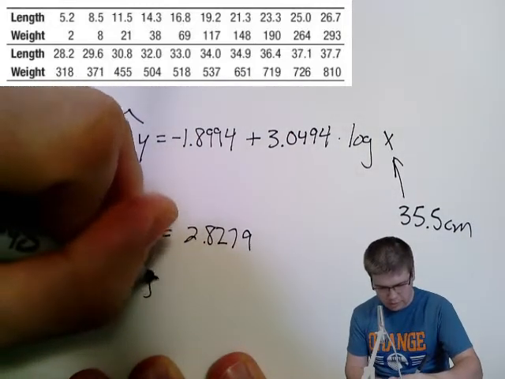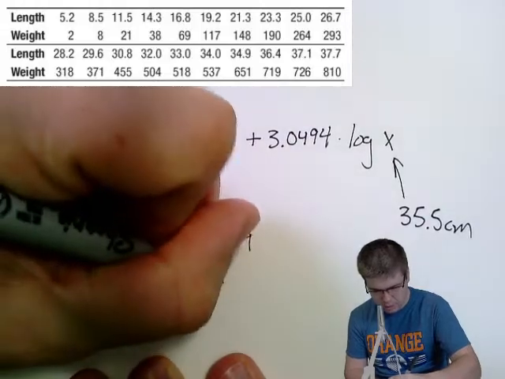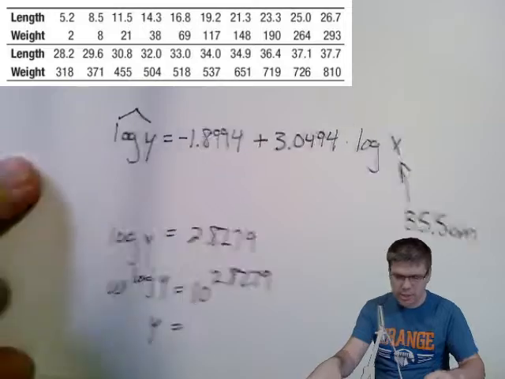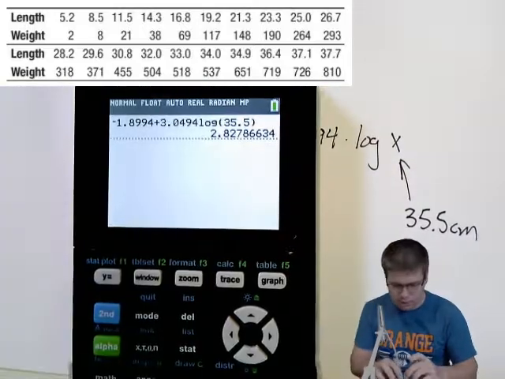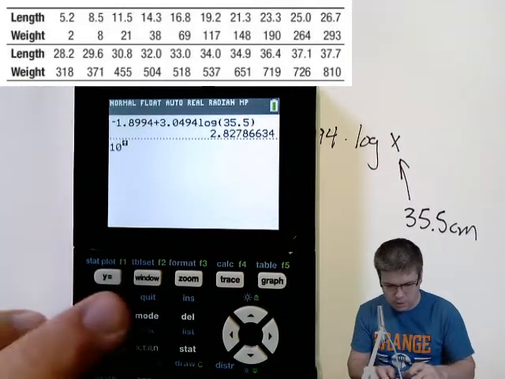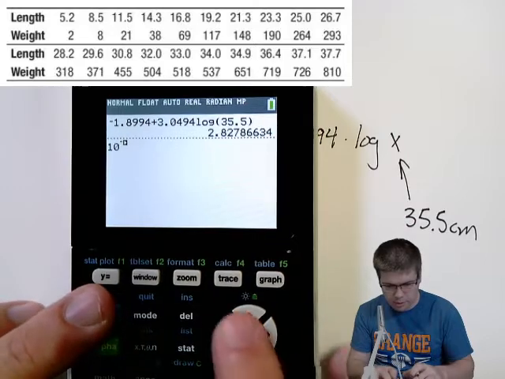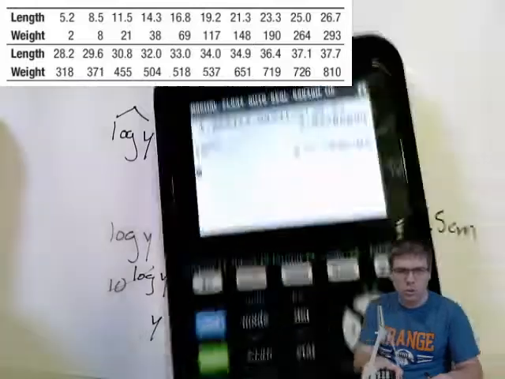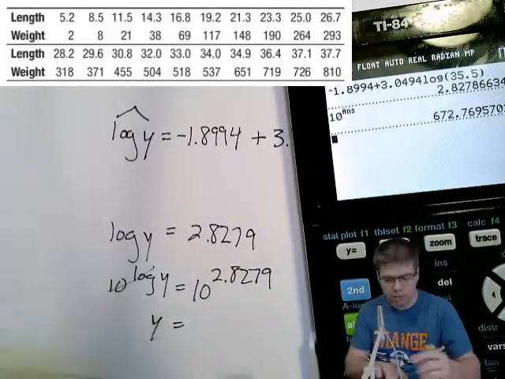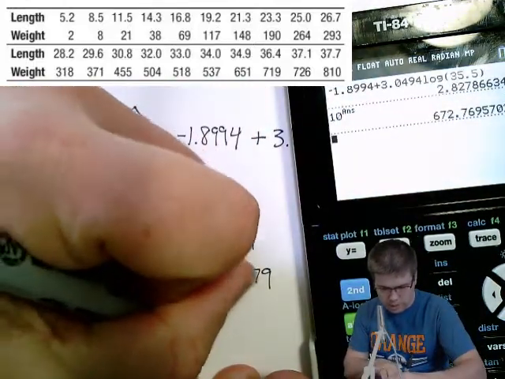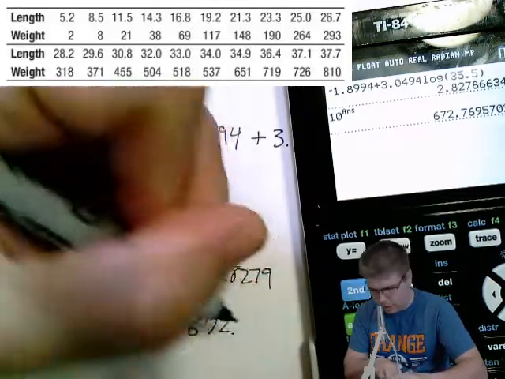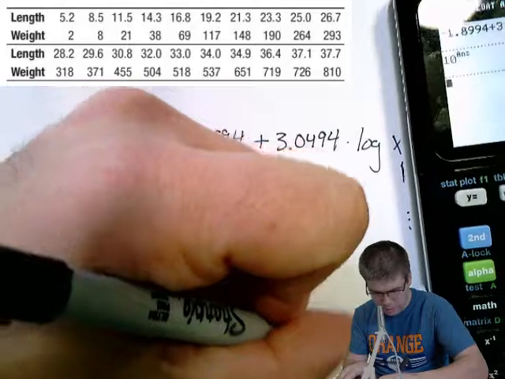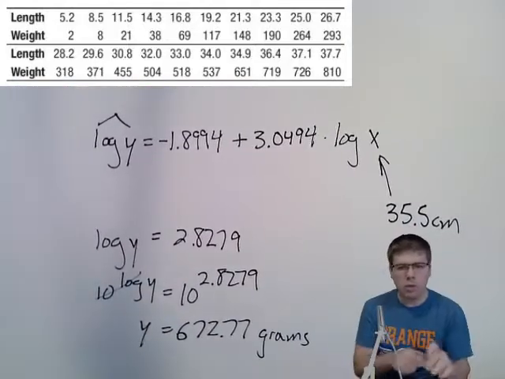And so then we can finish solving this, either change it to exponential mode or exponentiate on 10, right? 10 to the log y equals 10 to the 2.8279. That cancels. We get y is 10 to that number. 672.77 grams would be our prediction. And so there we can use that to get a prediction.